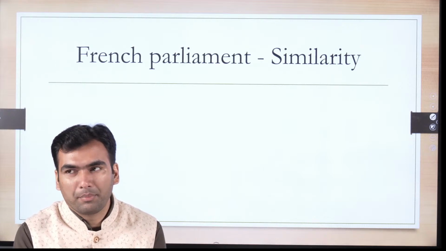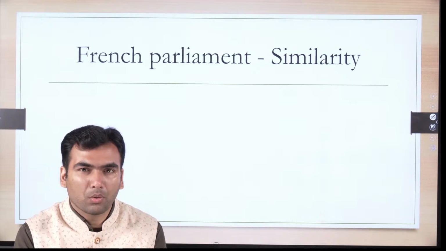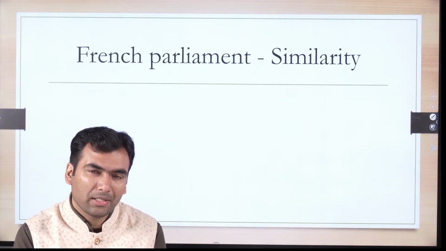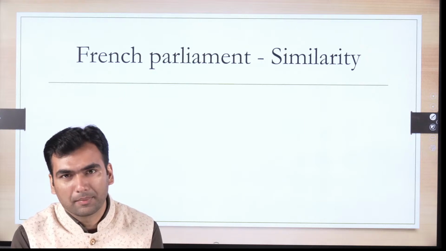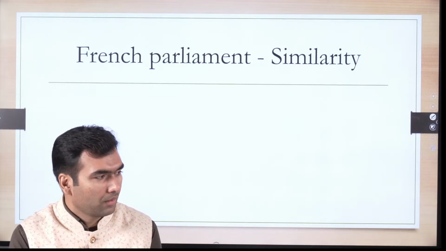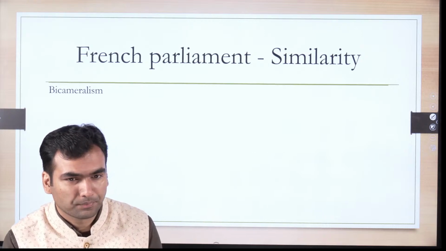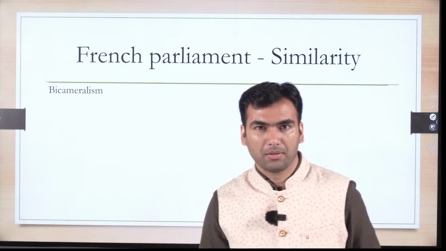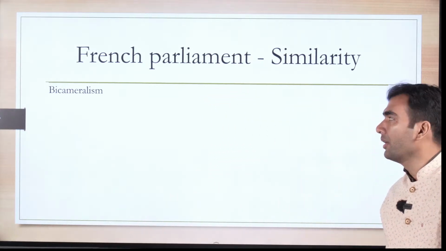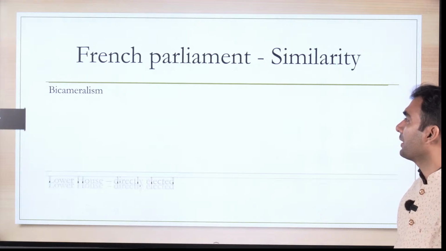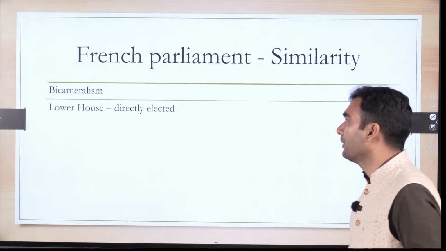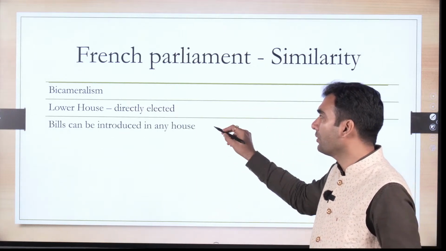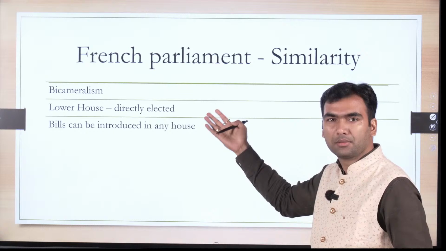Being a bicameral legislature, they have lower houses and upper houses. The lower house is directly elected, the upper house is indirectly elected. But their form of system is very semi-presidential in nature. So a lot of differences will come, but let's see first what the similarity is. They have bicameralism, the lower house is directly elected, bills can be introduced in any house, and the upper house is indirectly elected in their case also.